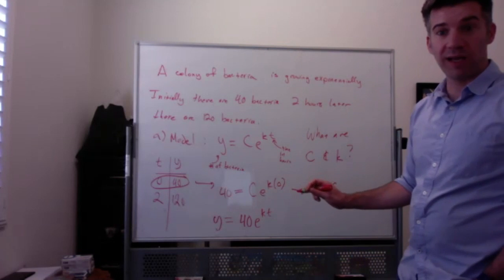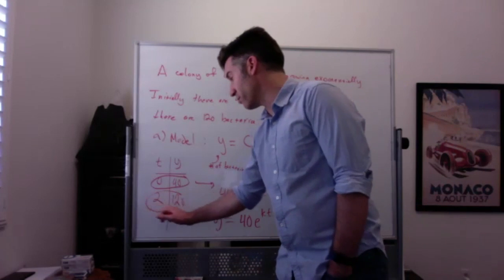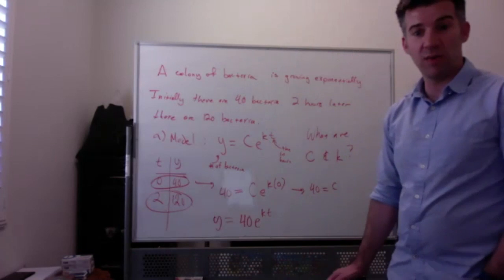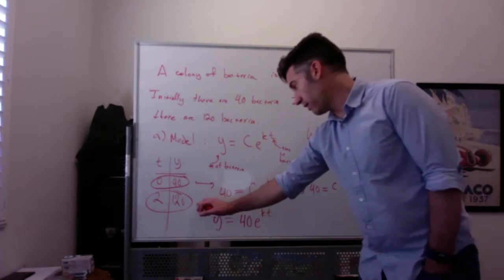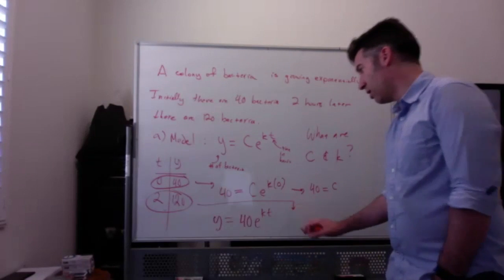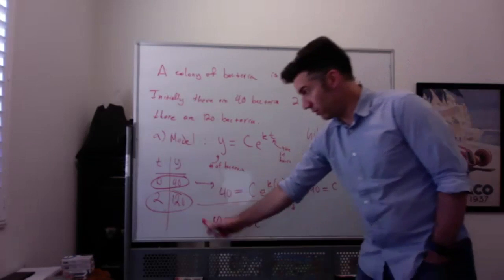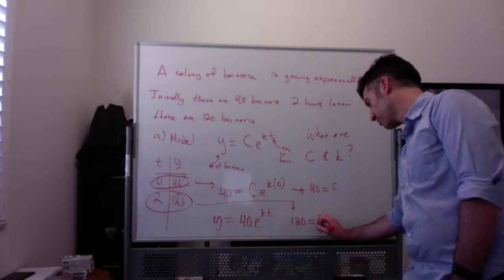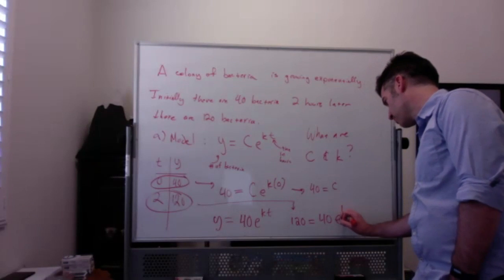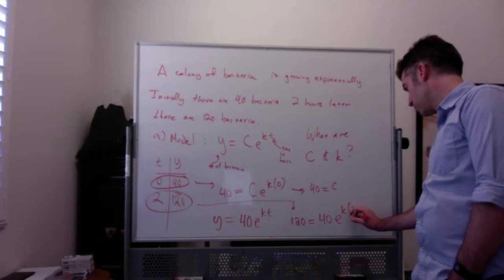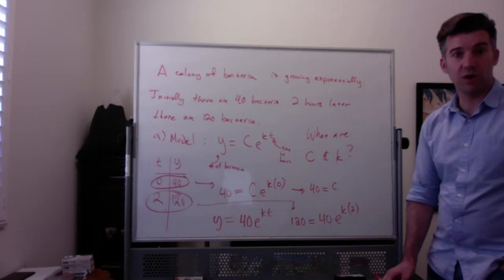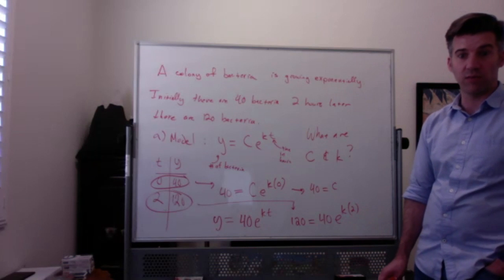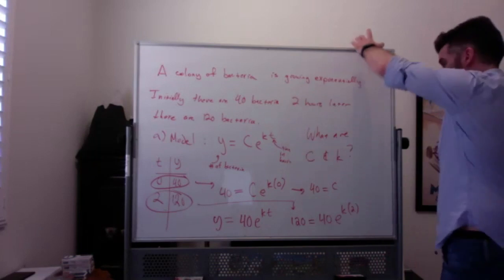And now we're going to plug in the other piece of information to figure out what k is. So I'm going to plug that in. I'm going to need to use the other side of the board. When I plug this in, y is 120 and t is 2. So I'm going to solve that equation. 120 equals 40 e to the k times 2.